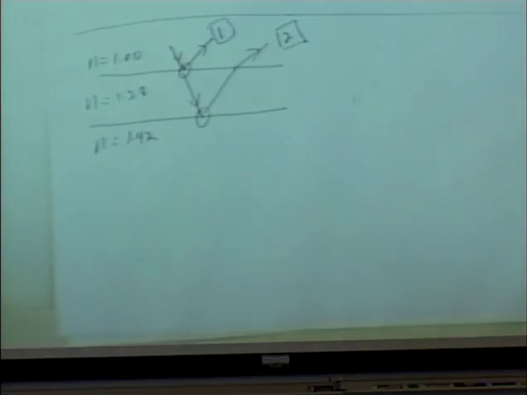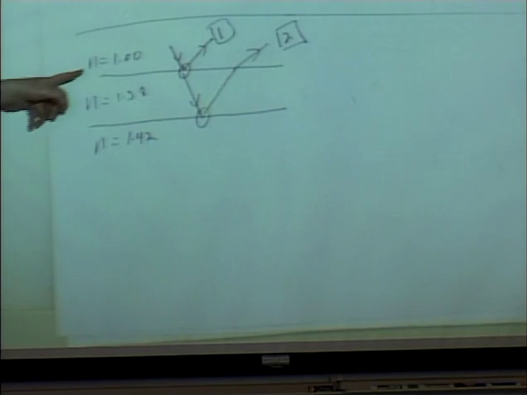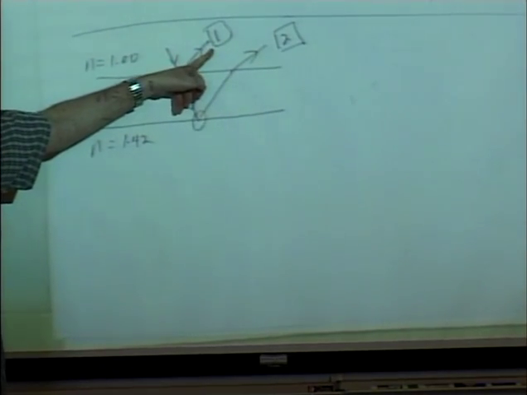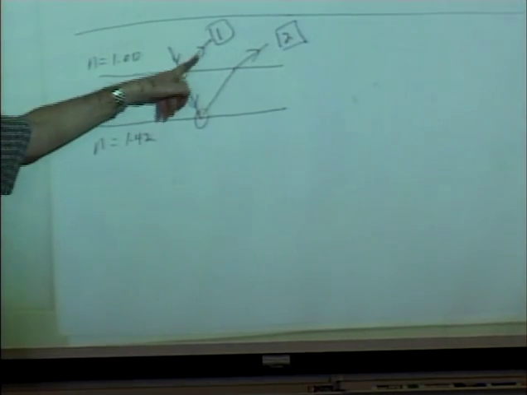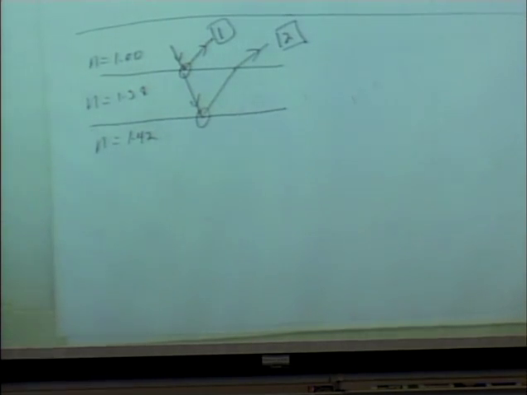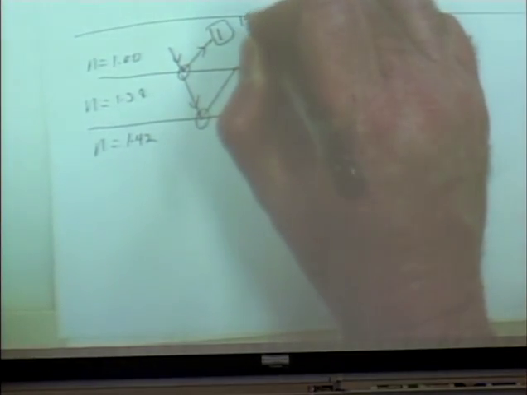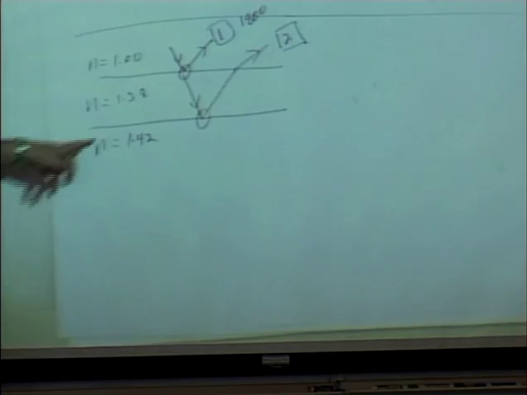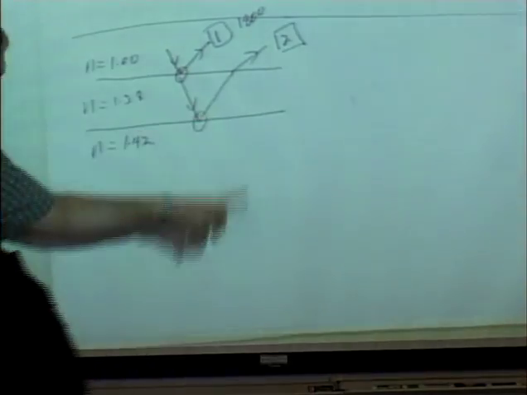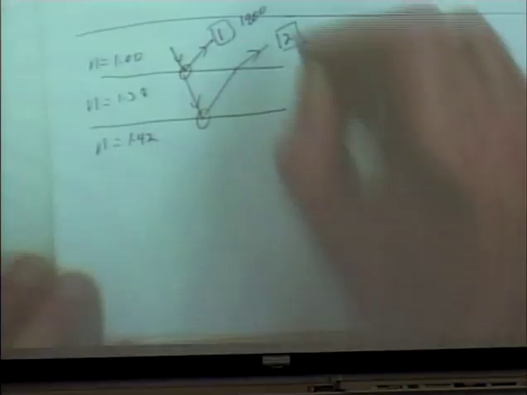All right. What's my phase change as I go from here to here? From here to here? 180. So I'm just going to say 180. What's my phase change at this boundary? 180. What's 180 plus 180?